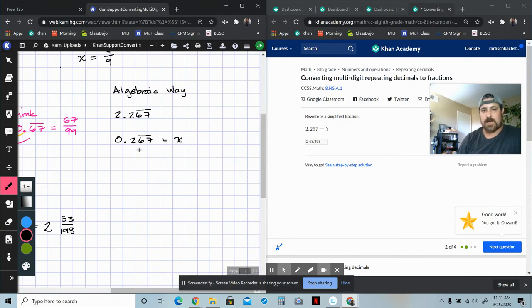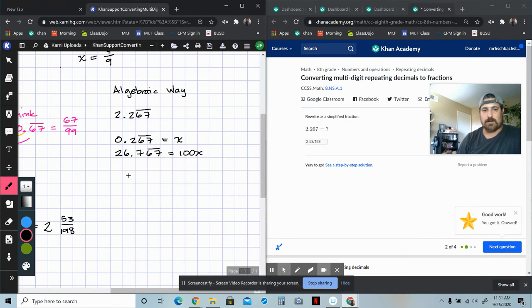Now, if this is equal to x, we want to get rid of this repeating value that's in the hundredths place, right? Because it's two places that are repeating, so 10 and then 100. So it's an order of 10 to the second, right? So what you're going to do is say, all right, then what would 100x be equal to? If this is 1x, then 100x would be just move it 2 to the right. So that means that 26.767 repeating is going to be equal to 100x, right?